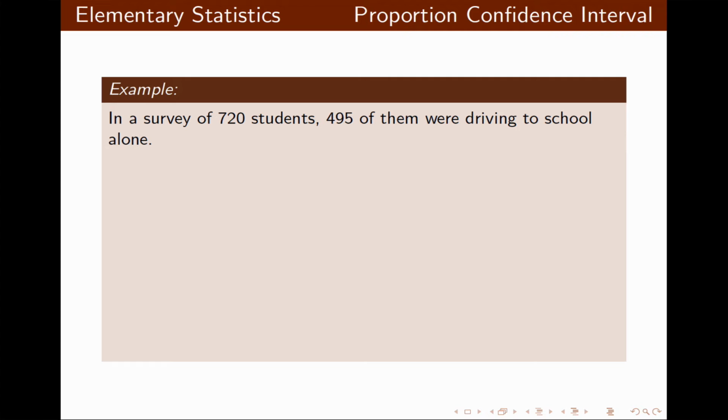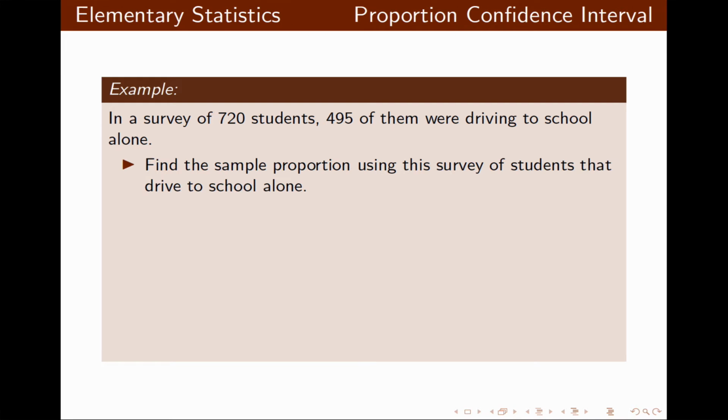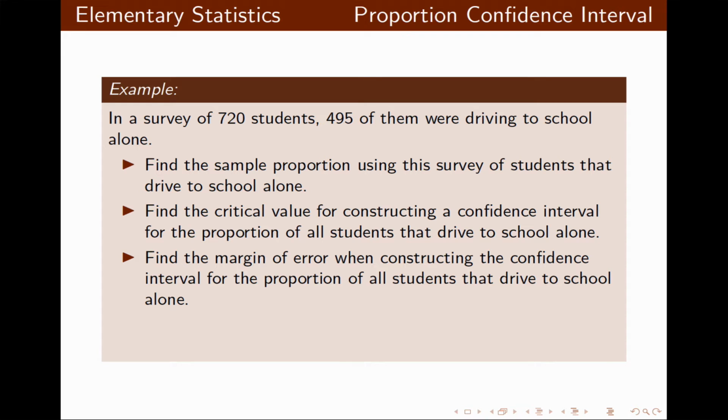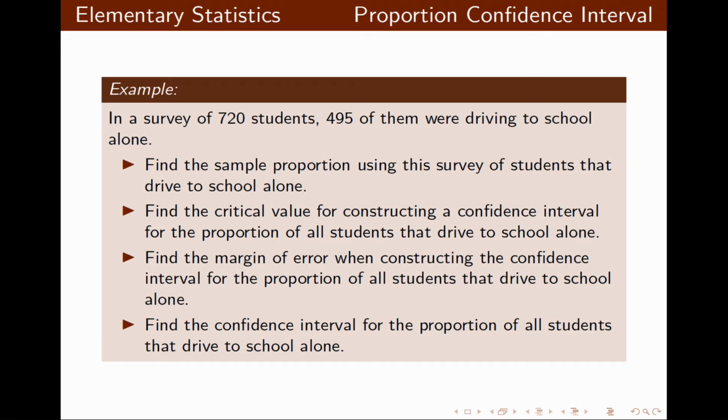In a survey of 720 students, 495 of them were driving to school alone. First, we need to find the sample proportion. Then we need to find the critical value for constructing the confidence interval. Then we compute the margin of error. And then we're supposed to find the confidence interval for the proportion of all students that drive to school alone.